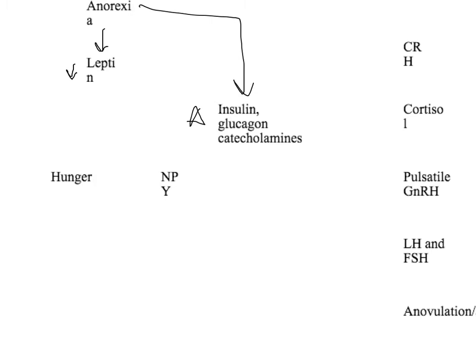Now, when you're not eating, you have increases in neuropeptide Y. So increase in neuropeptide Y will lead to hunger, and will also lead to changes in pulsatile GnRH. Changes in insulin, glucagon, and catecholamines will act right here. So we know if we have changes in our pulsatile GnRH, it will reduce the luteinizing hormone and follicle stimulating hormone, and then that will lead to anovulation and amenorrhea.